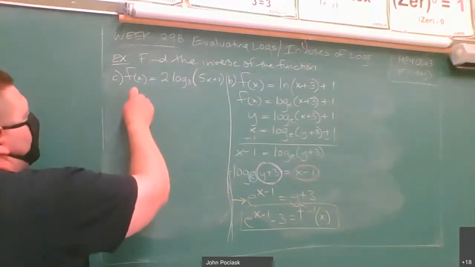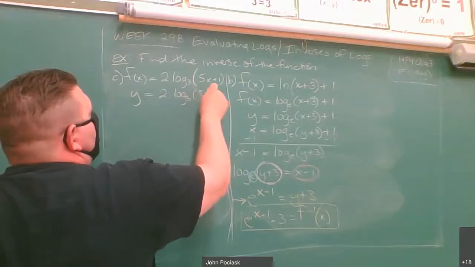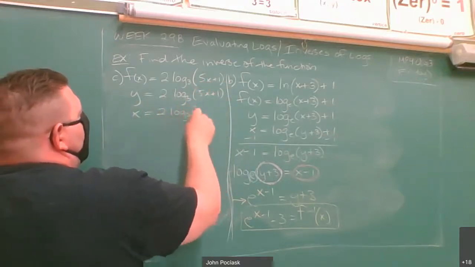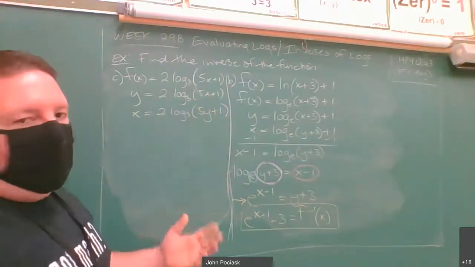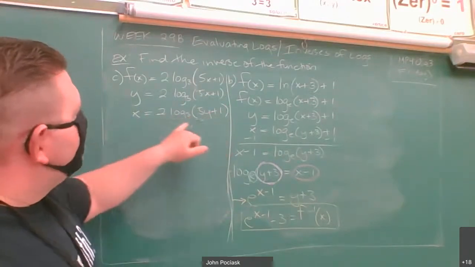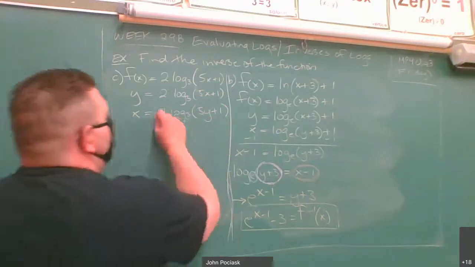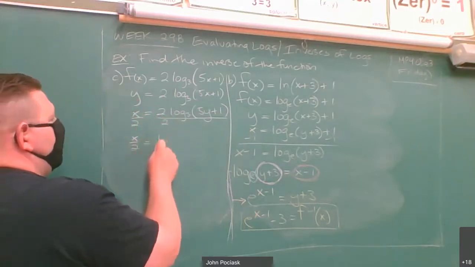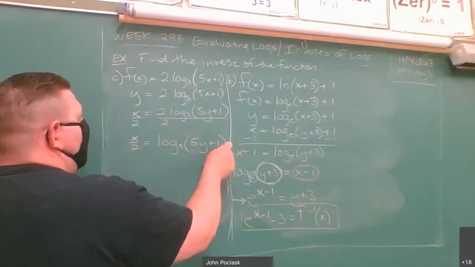Okay. So we get the rewrite as y equals. Switch x and y. And now solve this for y. I want to isolate the log expression. There are no other terms on that side, but I do have this 2 as a coefficient. I don't want that there. I'm going to divide by 2. So I get x over 2 equals the log base 3 of 5y plus 1.